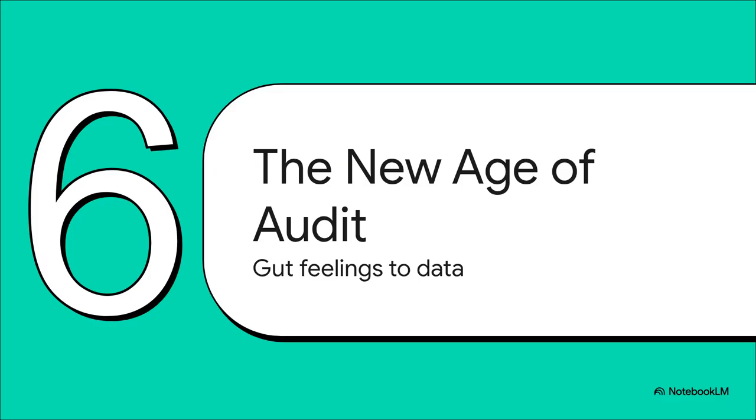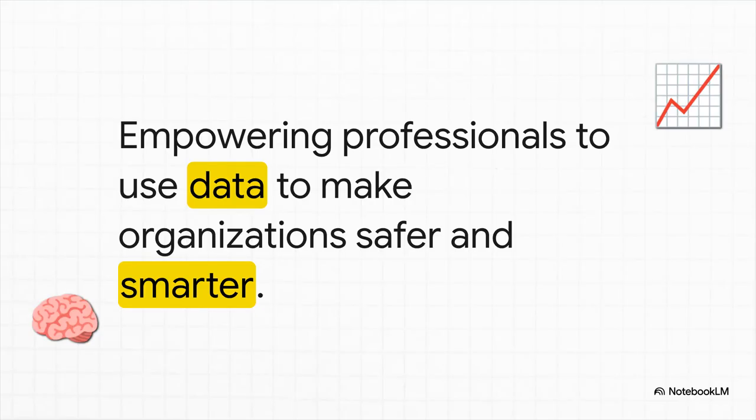And that really brings us to the big picture here. This isn't just some neat trick for auditors to use. No, this represents a really fundamental shift in how businesses can operate, period. It's all about moving away from decisions that are based on gut feelings and instincts and moving towards decisions based on actual evidence. It's about empowering people across the organization to use data to make their companies safer, more efficient, and at the end of the day, just plain smarter.